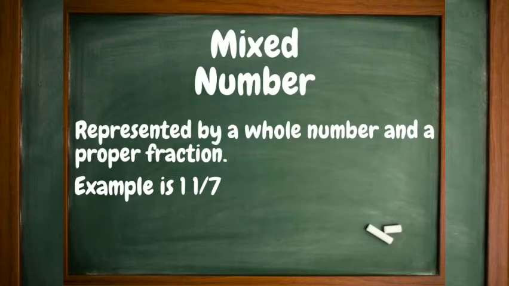And the last type is mixed number. It is represented by a whole number and a proper fraction. For example, 1 and 1 over 7. 1 is the whole number and 1 over 7 is the proper fraction.